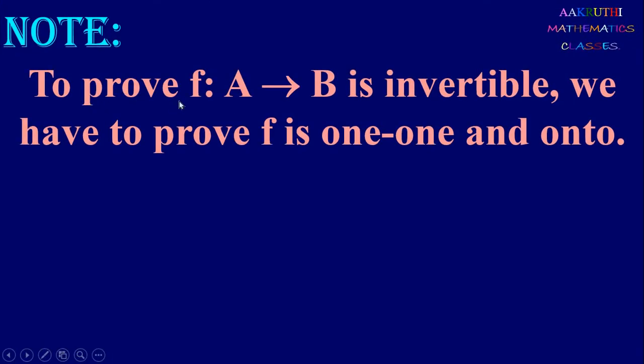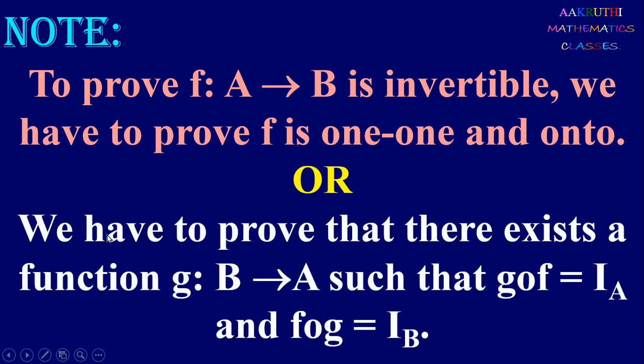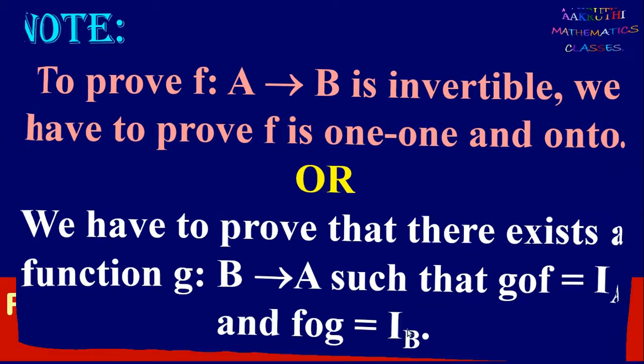Consider one note. To prove f from A to B is invertible, we have to prove that f is 1-1 and onto. So this is one method. To prove f is invertible, we have to prove f is both 1-1 and onto. Or one more method is to prove that there exists a function g from B to A such that g composite f is IA and f composite g is IB, where IA and IB are identity functions. So to prove f from A to B is invertible, we have to find one more function g from B to A such that g composite f is identity function, also f composite g is identity function.